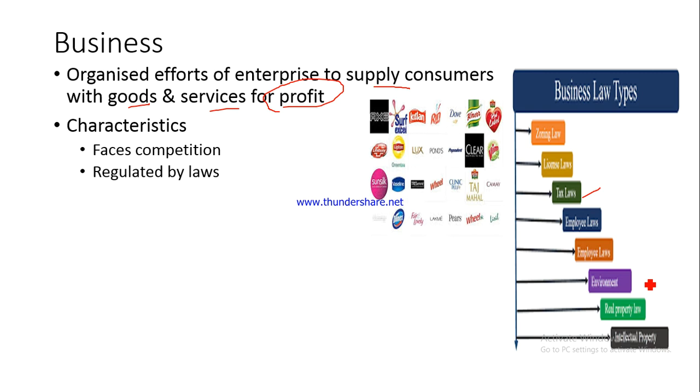Then we have got the real property law. Real property would mean your factory or the land. And then we have got the intellectual property laws also. Intellectual property is, for example, if somebody has written a play, if somebody has invented a new machine, if somebody has come up with a new design of a microprocessor chip, these are all basically intellectual properties. And there are laws which govern intellectual properties as well.